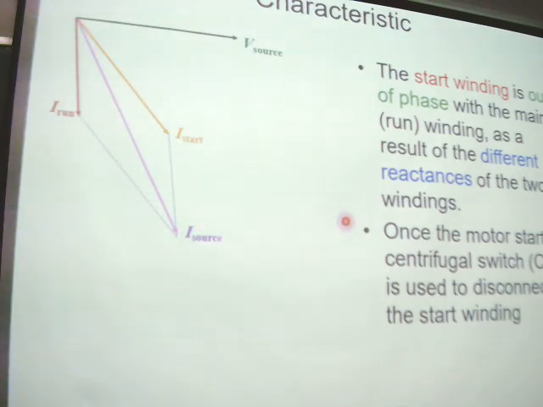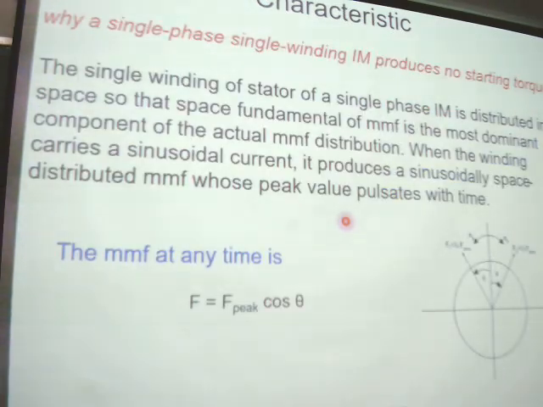So this is the method of starting the single induction machine. We'll next see the characteristic. These are the two rotating fluxes. So the MMF can be calculated with this equation. Theta is different: theta is clockwise, theta is anti-clockwise.